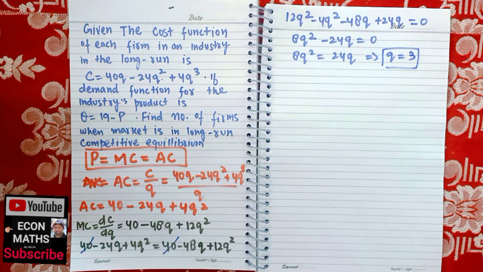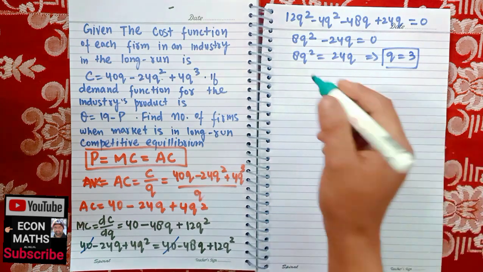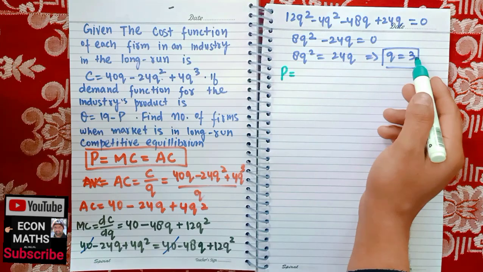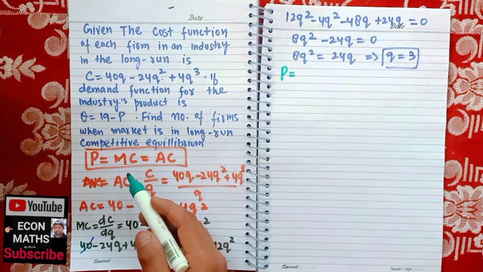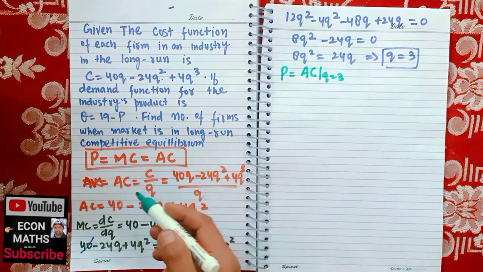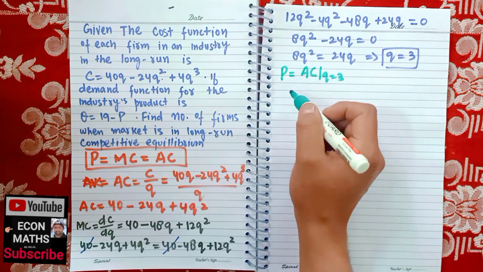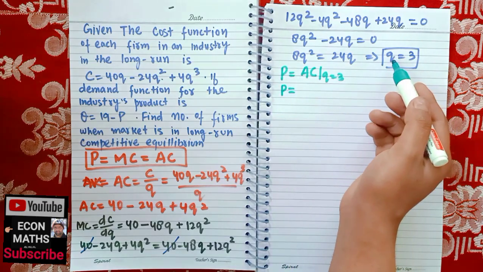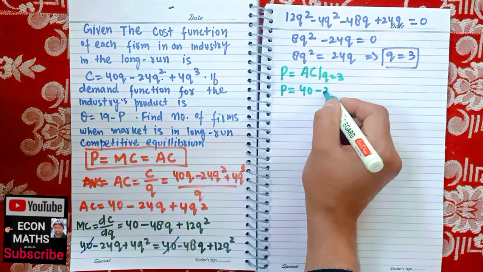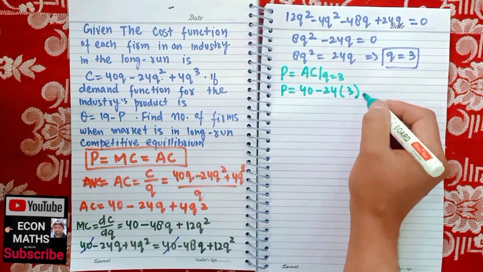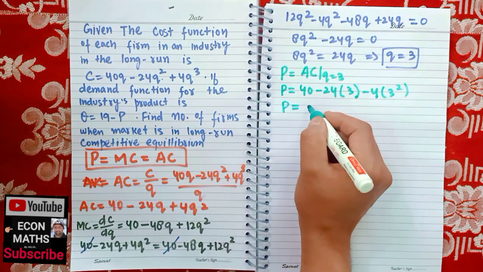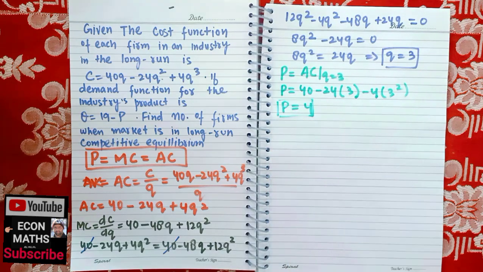Now to find the market price, we use the fact that P is equal to average cost, which is equal to marginal cost. Put Q = 3 and plug the output of each firm into the average cost function. So we have 40 - 24 × 3 + 4 × 3². Solving this, our P comes out to be 4.